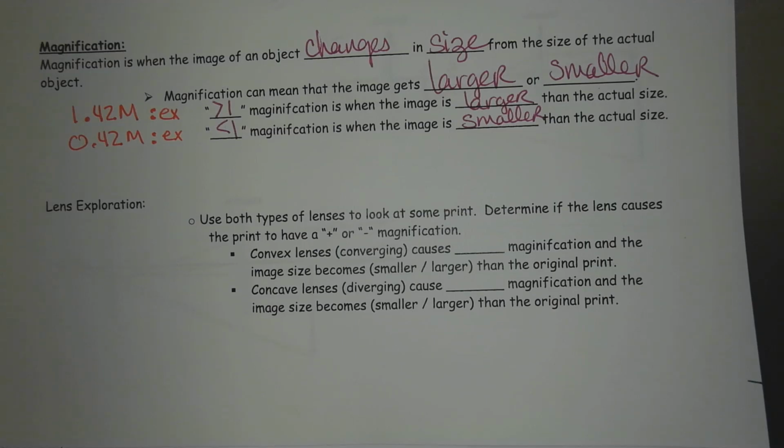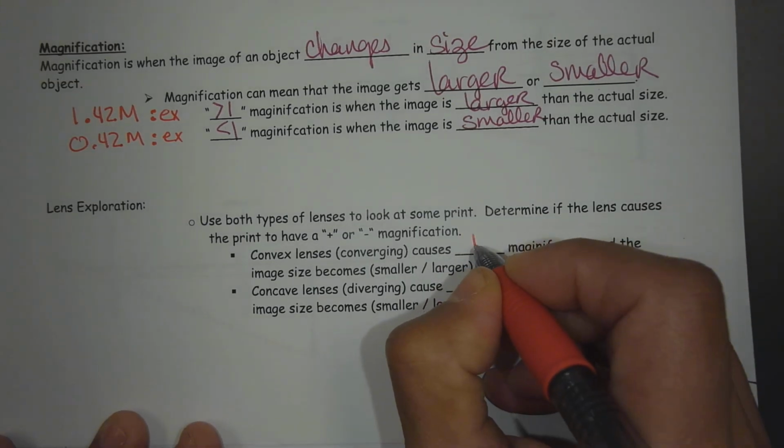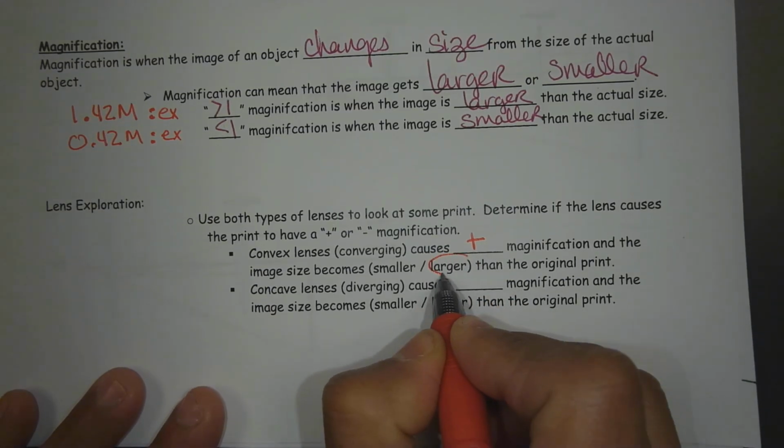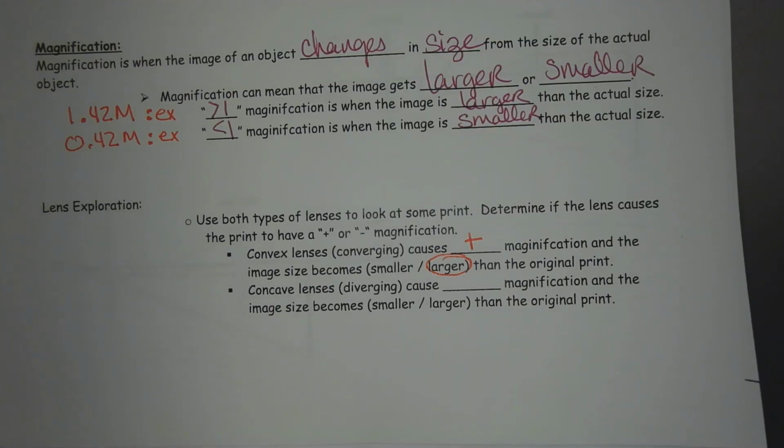So I had asked you, hey, use those lenses in front of your camera on your cell phone, see what it looks like on taking a picture, look at the actual notes, play with the lenses. Hopefully you did. Now, a convex lens over here, it says causes the converging, causes a plus magnification. That is the shortcut to say larger. One more time. Plus magnification is the shortcut to say larger.